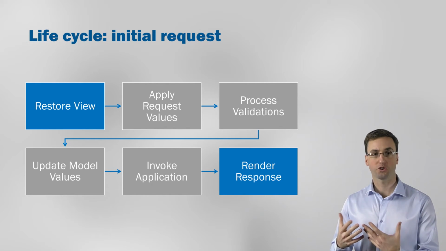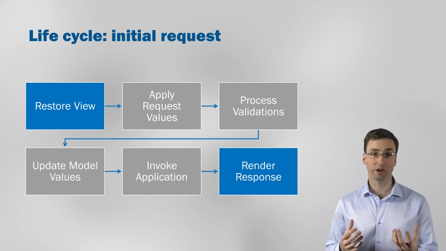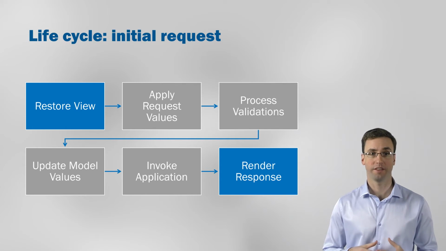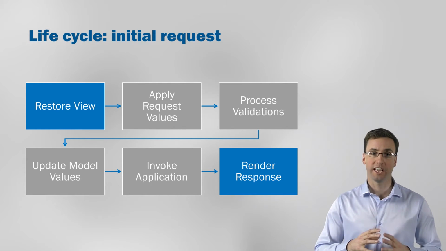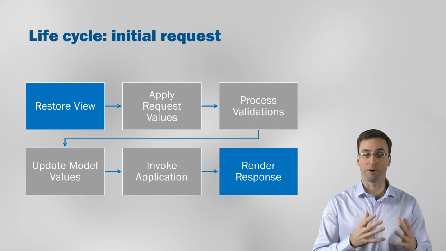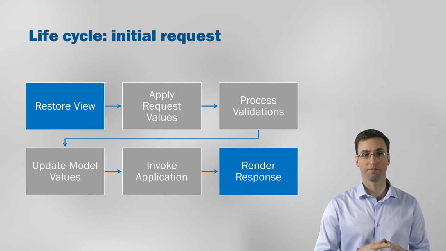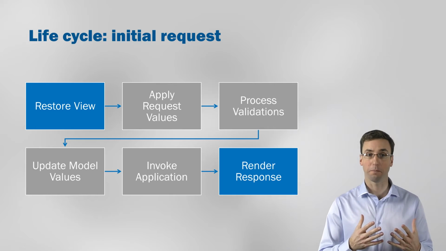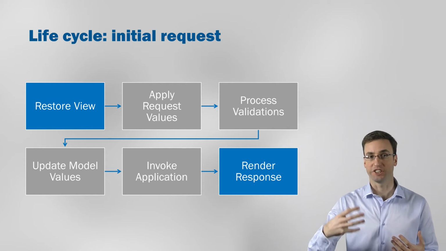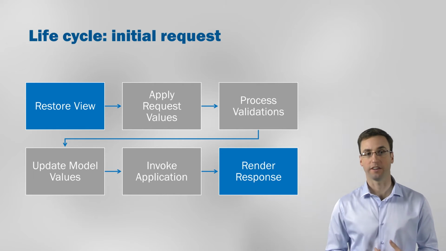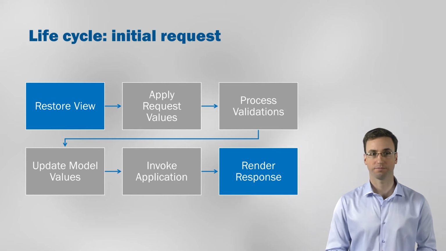First, Faces restores the view. For an initial request, it just creates an empty view. Then it renders the response. When rendering the response, it will first fill the view with all the components defined in the facelets file. Once it has loaded all the components, each component will then call the getters in your backing beans to generate HTML to send to the user. So this is pretty simple.